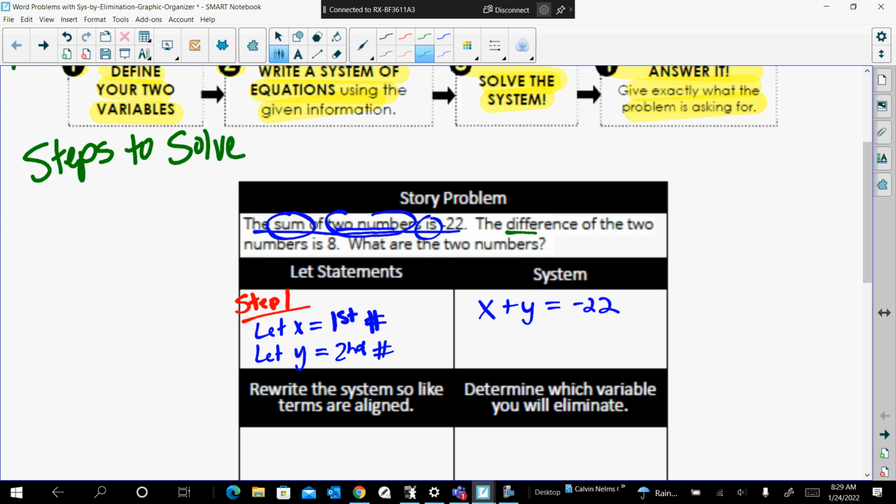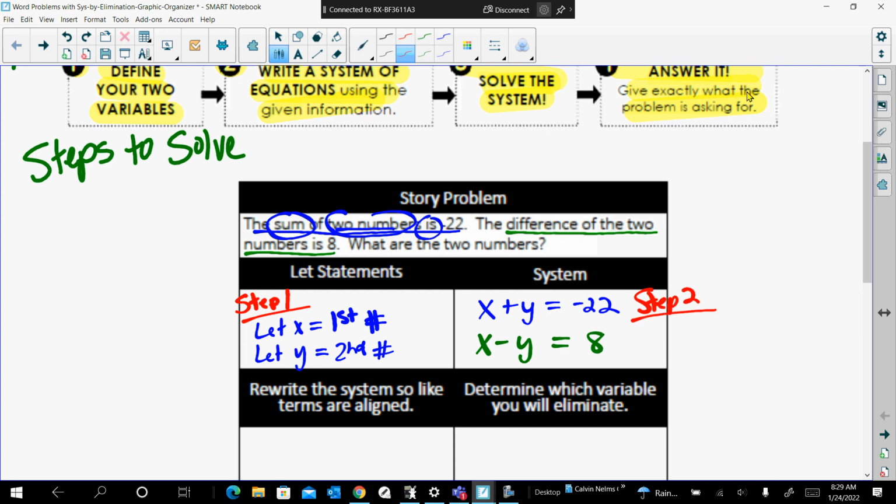Here it says the difference of the two numbers is 8. How would I show that? The difference of the two numbers is 8. So we have x minus y equals 8. So this is us completing step 2, writing a system of equations.